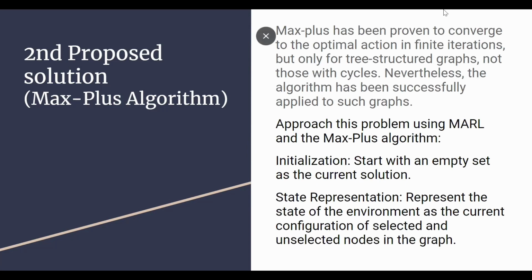Max Plus has been proven to converge to the optimal action in finite iterations, but only for tree structured graphs, not those with cycles. Nevertheless, the algorithm has been successfully applied to such graphs.